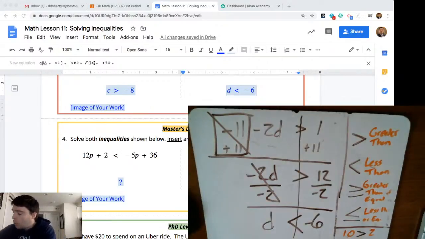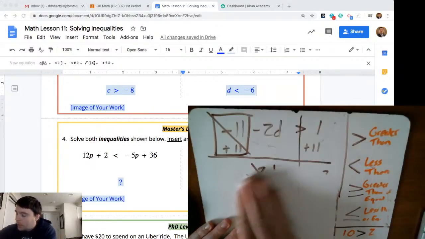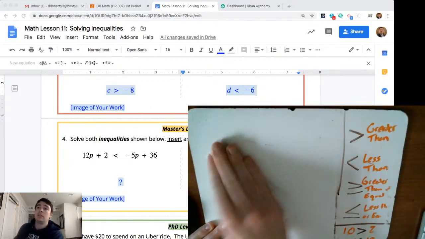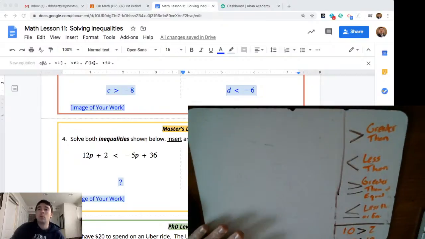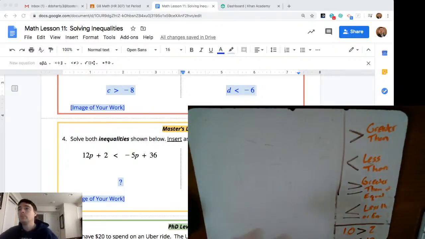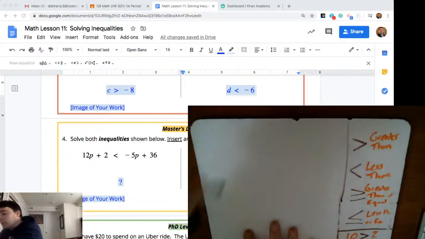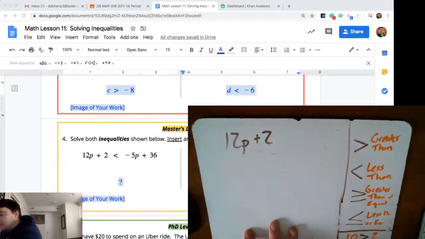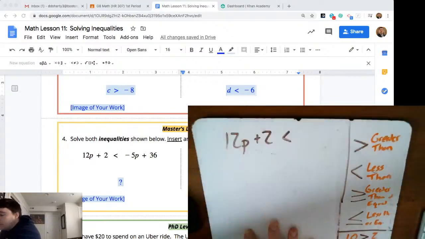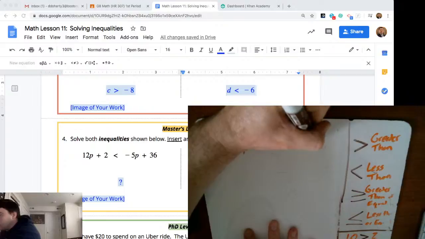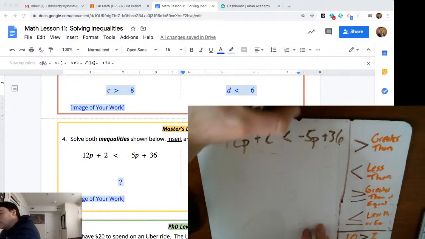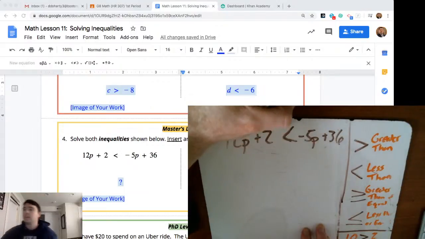The first inequality we're going to consider, and I welcome you if you're watching this recording afterwards, or even if you're with us live, pausing this and thinking, what would I do first before Mr. Doherty shows us his first step? So we see 12p plus 2 needs to be less than negative 5p plus 36. So I'm going to draw a line through that inequality, what I'm going to call my river, that less than symbol.